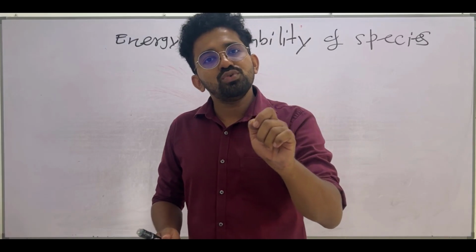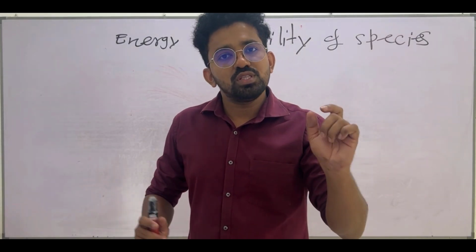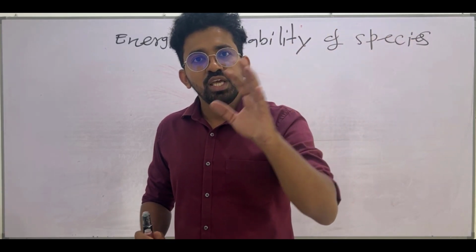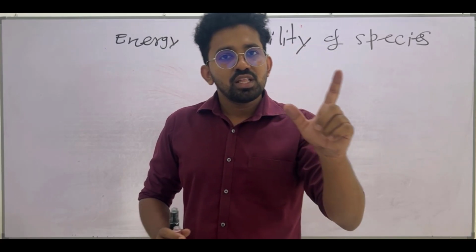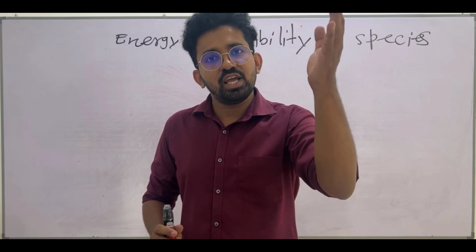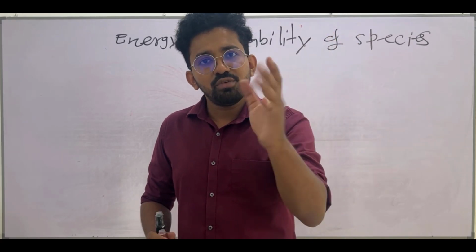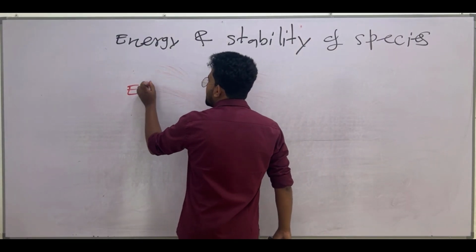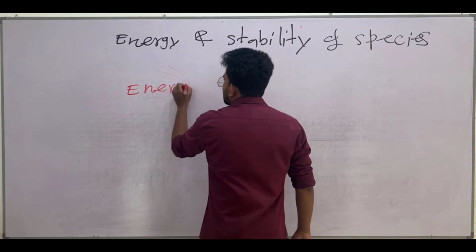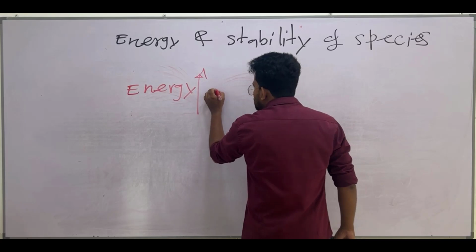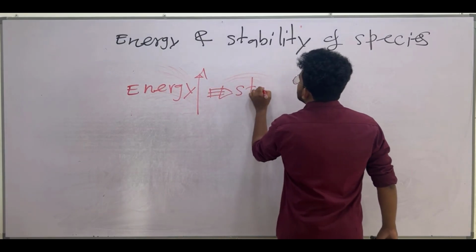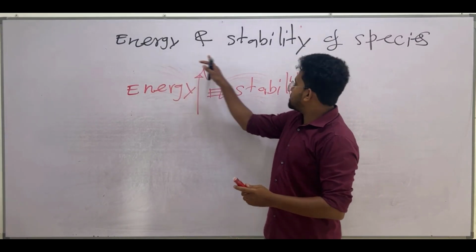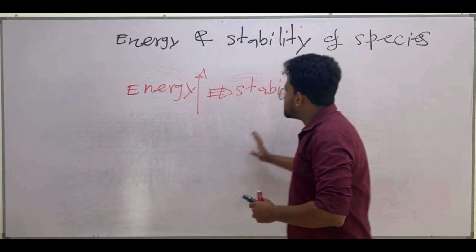But here we do not use the word potential. We only use the word energy, right? But we have to keep in mind that we are talking here about the potential energy. Therefore, when potential energy increases, stability decreases. So I will use only the word energy. When energy increases, what happens to the stability? Stability decreases. When energy decreases, stability increases.